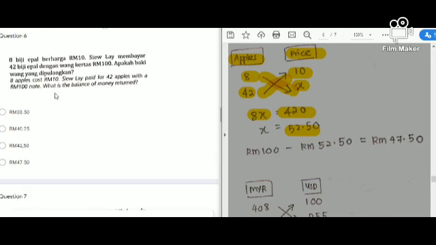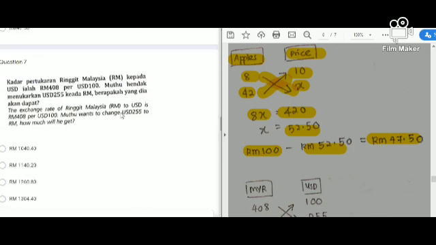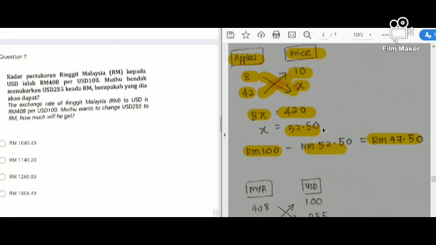So Sule has 100 ringgit, so you need to minus 52 ringgit 50 cents to get the balance, that is 47 ringgit and 50 cents. Okay, so we will proceed to the next question.